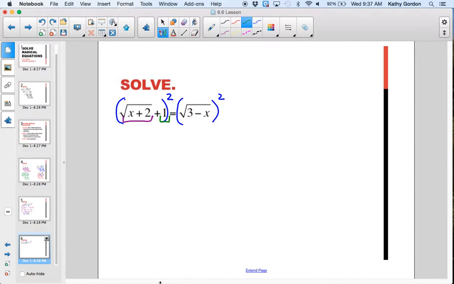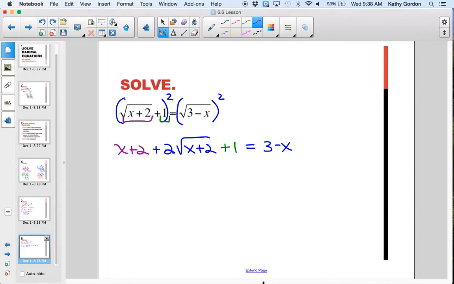Okay? So, first term squared. What is square root of x plus 2 squared going to give me? x plus 2. Okay? 2 times first times second. What's that going to give me? 2 square root x plus 2. Okay? Last squared. 1. And now that's going to be equal to 3 minus x.